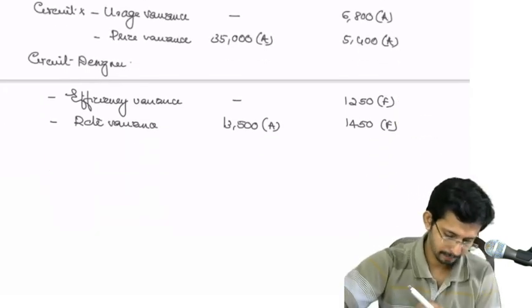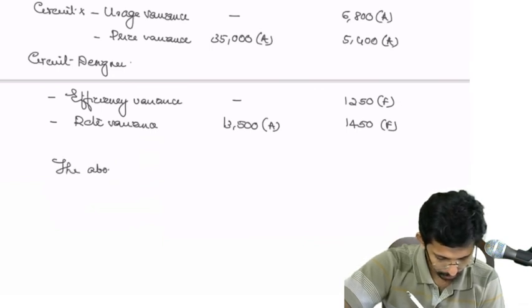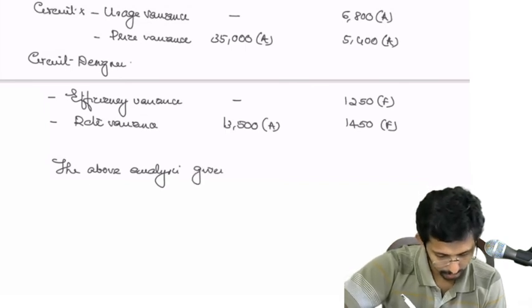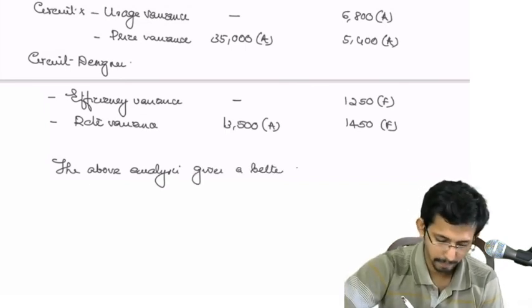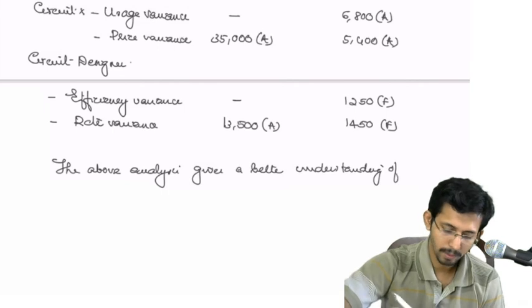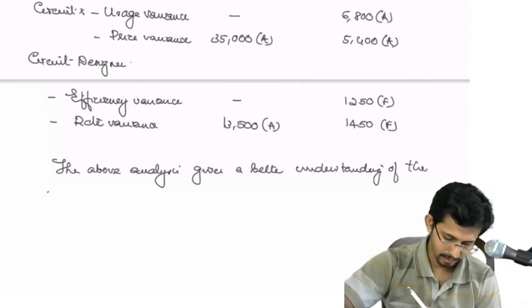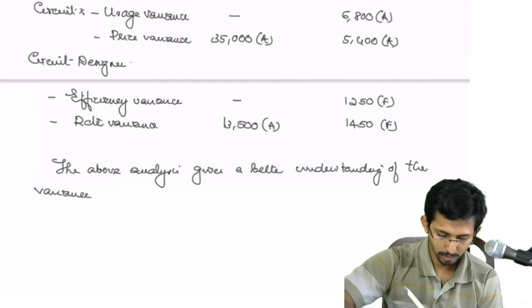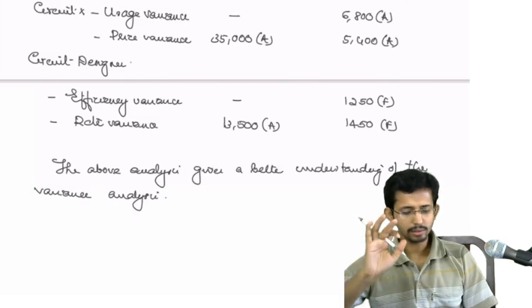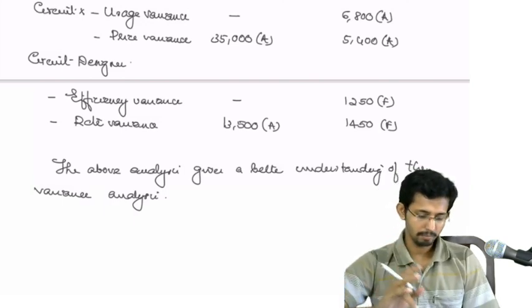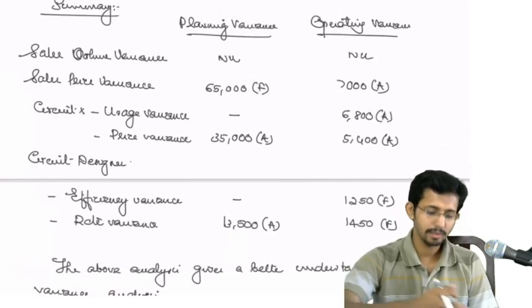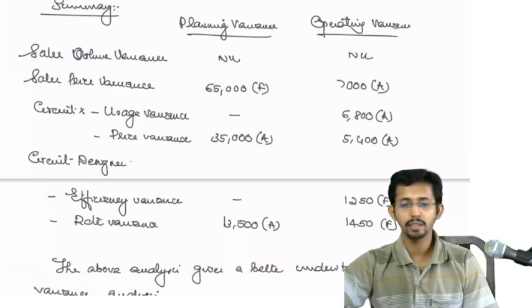The conclusion is the above analysis gives a better understanding of the variance analysis. Okay, so that should be the conclusion. We are getting a better variance analysis, and if you want you can tell which are the major variances from the planning one and the operating one, that can be given.